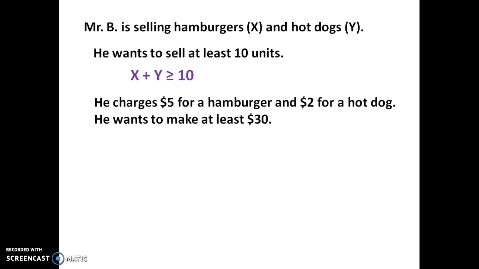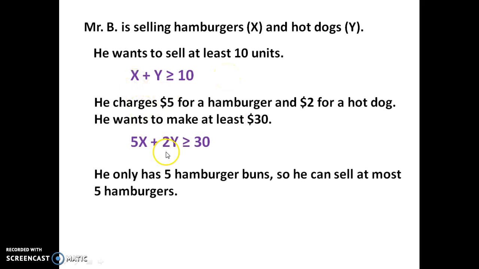He charges $5 for a hamburger, $2 for a hot dog, and he wants to make at least $30. So we know we need to make at least $30. We charge $5 for a hamburger, so 5x, $2 for a hot dog, so plus 2y, and we want to make at least $30, which means that 5x plus 2y has to be more than or equal to, so greater than or equal to $30.